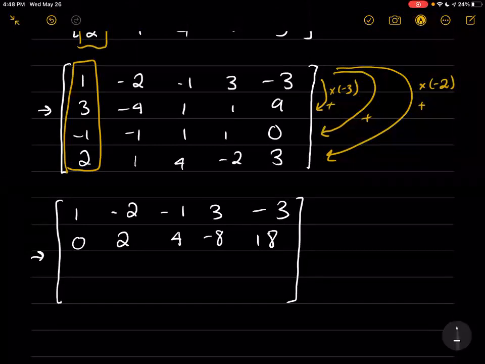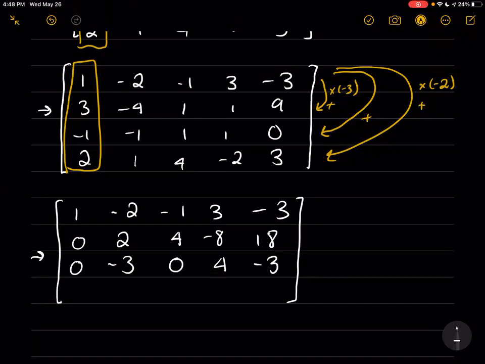Okay, and then doing the same things for the other two rows. So we take the first row and we just add it to the third one. 1 plus -1, 0. -2, -1, that's going to be -3. -1 plus 1, that's going to be 0 again. 3 plus 1, that's 4. And -3 plus 0 is -3.